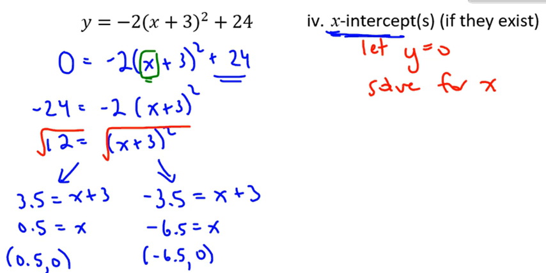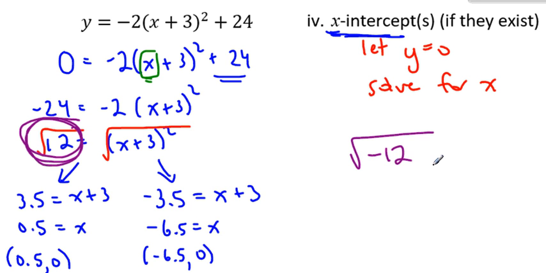Okay, next question. Oh, I did want to put a warning here. Don't forget that at this point in my math, if I had a negative number here and I was about to take the square root, I can't. You cannot take the square root of a negative number.